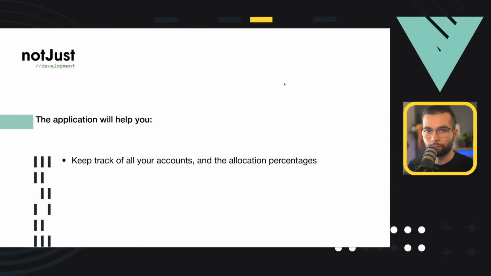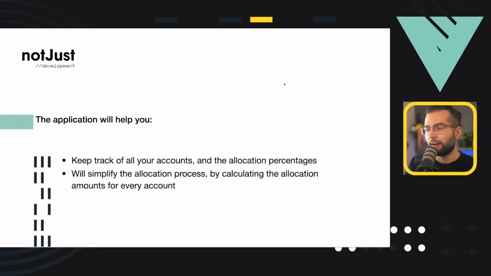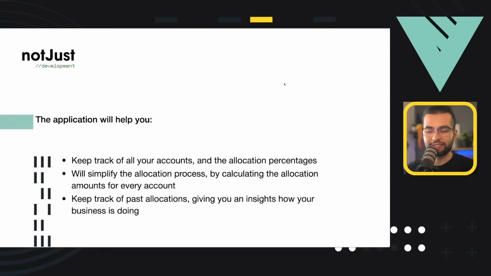And that's exactly what the application is going to do. It's going to help you keep track of all your accounts and the allocation percentages, because these percentages are changing throughout the time. It will simplify the allocation process by automatically calculating the allocation amount for every account when you're doing this twice a month. And it will keep track of past allocations so you can have a nice insight and see how your business is doing. Maybe we can integrate even some graphs to show how everything is changing over time.